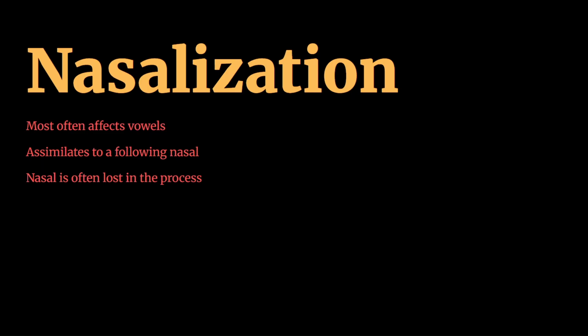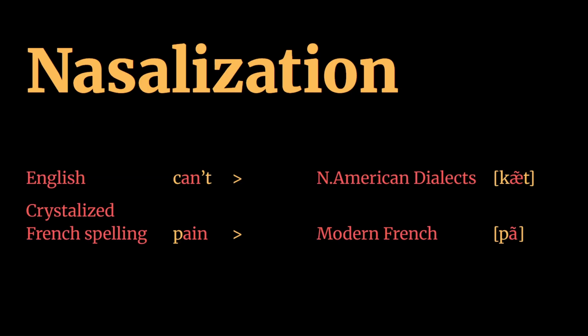Another common process, and one that is often more allophonic than phonemic, is nasalization. This most often occurs with vowels, and they assimilate to a following nasal sound. Sometimes the nasal itself is lost in the process. This would be an example then of fusion. This can be seen in these examples.